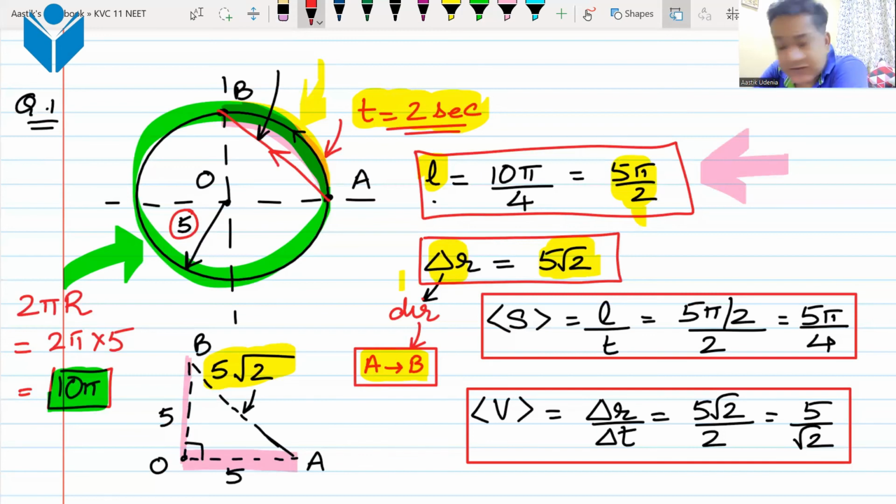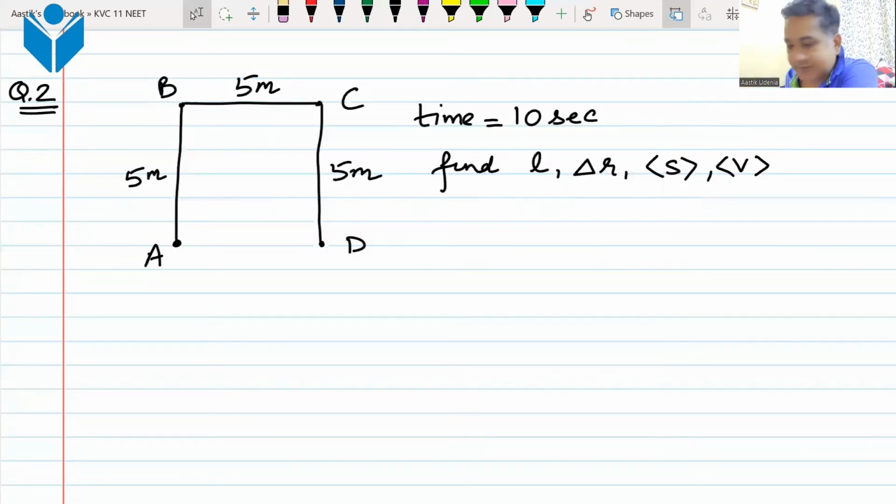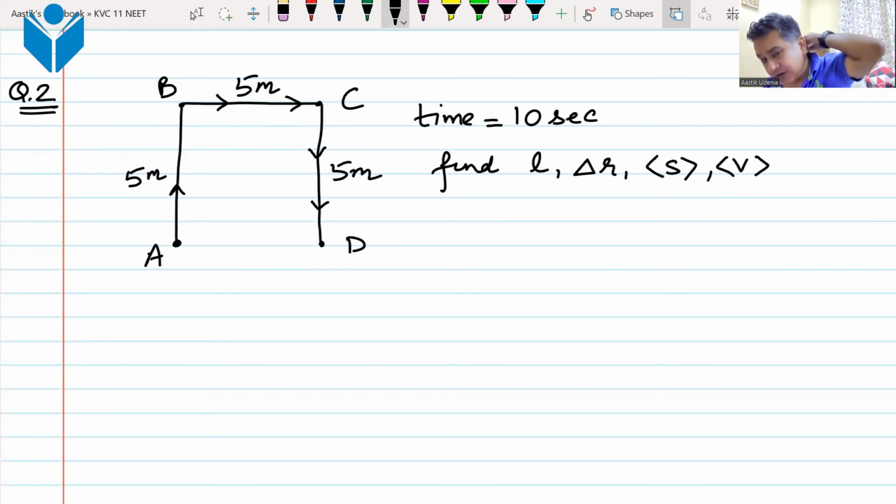Yes, my dear friends, you have noted this down? Shall we move on to the next question? And here comes a simple question for you. A particle moves from A to B, then from B to C, then from C to D. They are part of a square, three sides of a square. Time that it takes is 10 seconds. It takes 10 seconds, that is the total time from A to B, B to C, and C to D. There are four things that are being asked.